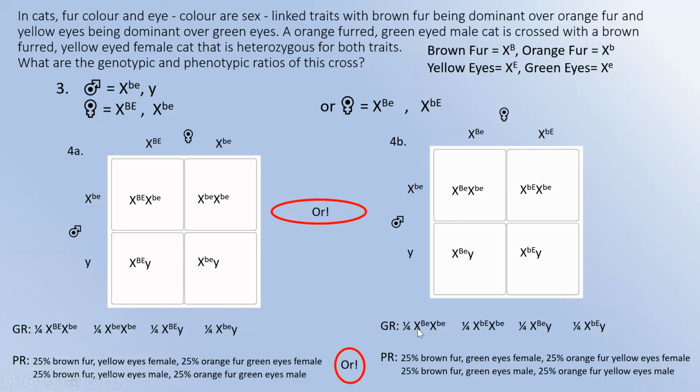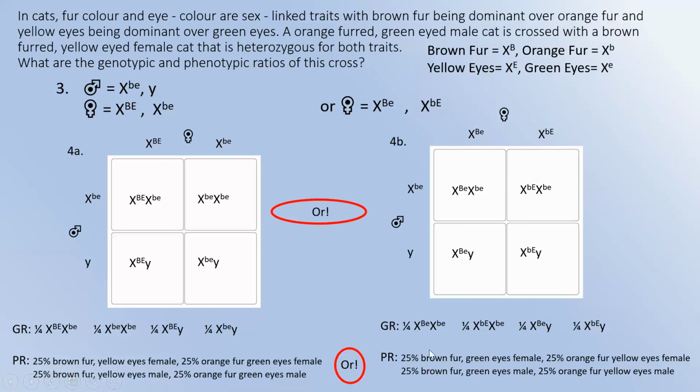So we end up with a quarter X dominant B recessive E, X recessive B recessive E. You can read these out. These are just taken from here. But we end up with 25% brown for green eyes female. See how these are swapped? Here it was brown for yellow eyes. Now we're shuffling them around. So it does change our phenotypes. So 25% brown for green eyes female, 25% orange for yellow eyes female, 25% brown for green eyes male, and 25% orange for yellow eyes male. So this would be your final answer.